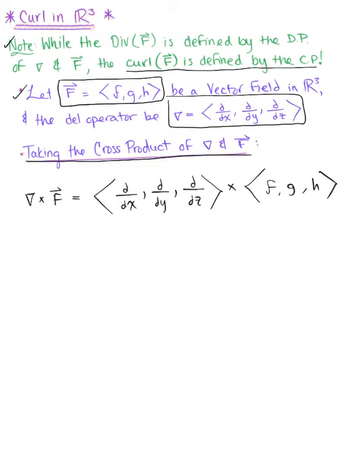So using the definition for the cross product, let's put this into a 3x3 matrix. Our first row is the unit vectors, i hat, j hat, k hat. Our second row is the del operator, so we have ddx, ddy, ddz. And our third and final row is the components of the vector field, f, g, h. And remember, we are taking the determinant of this 3x3 matrix to get the formula for our cross product.